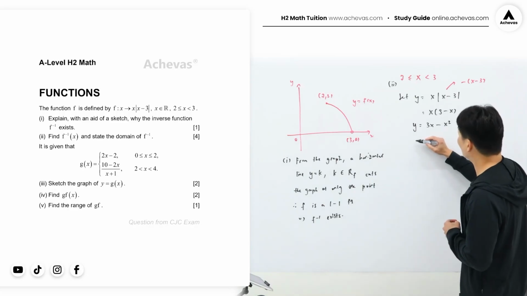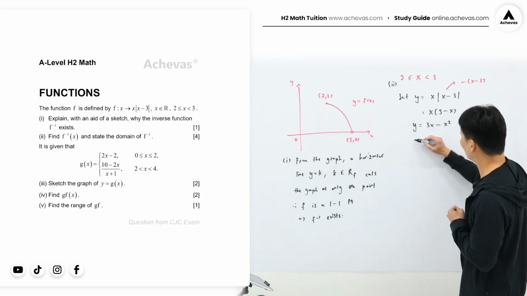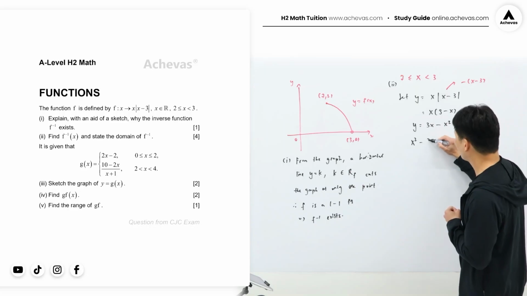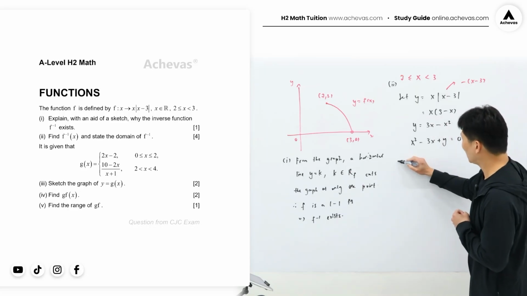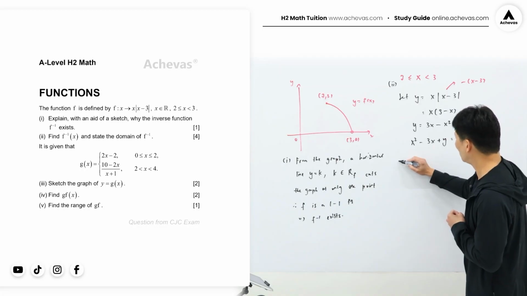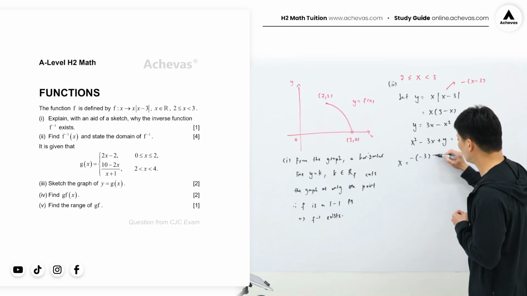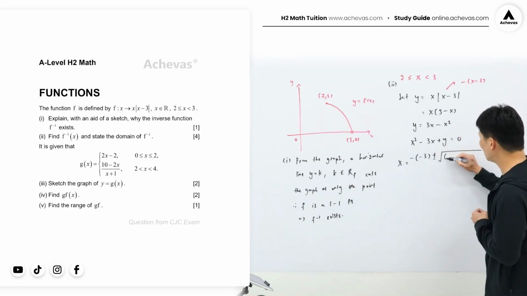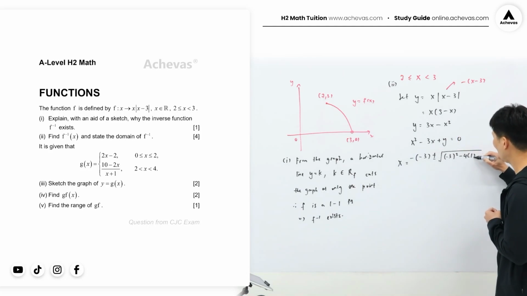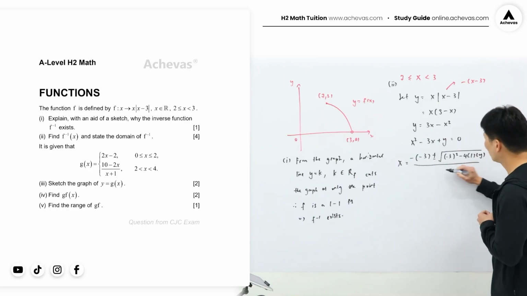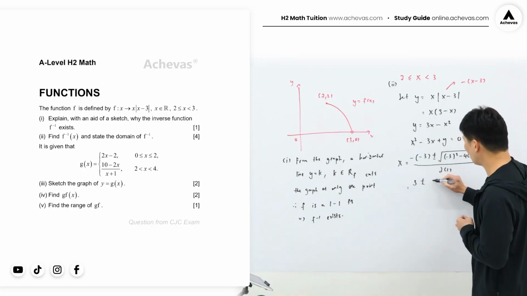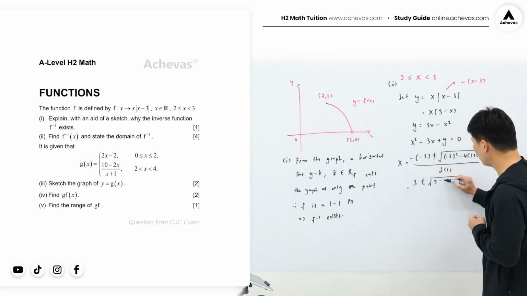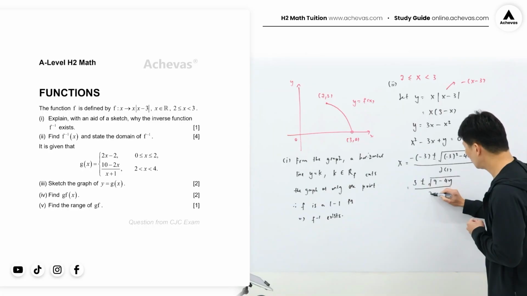So I'm going to make it into the ax squared plus bx plus c form. So we have x squared minus 3x plus y equal to 0. So using the ax squared plus bx plus c quadratic equation, we have x equal to minus b plus minus square root of b squared minus 4ac over 2a. Let's simplify a bit. We have 3 plus minus square root of 9 minus 4y over 2.